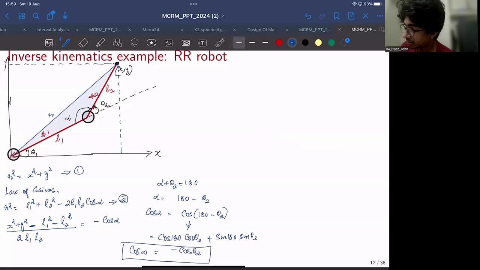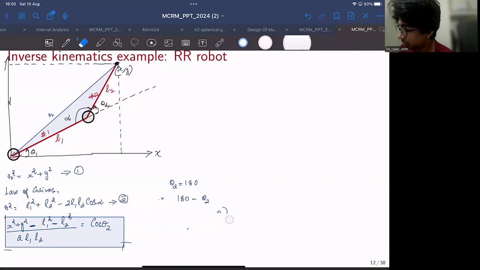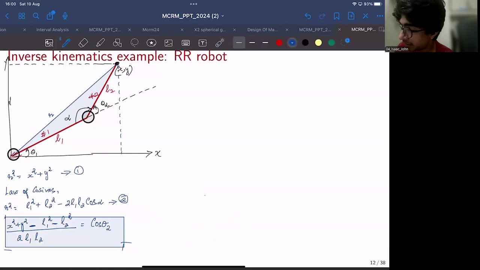So in this equation, minus cos alpha would be minus of minus cos theta 2. That will be simply cos theta 2, right? So if I replace this with positive cos theta 2, you can solve for theta 2 like this. So you have solved for theta 2, right? Because theta 2 now would be arc cos.